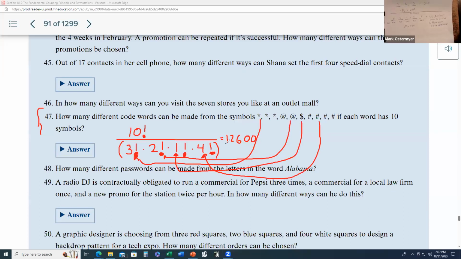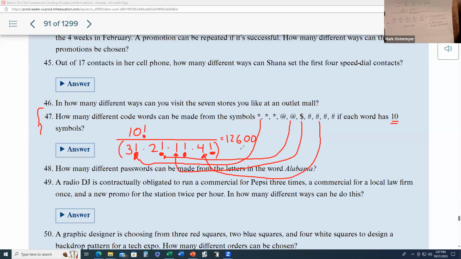Well, let's take a look here. We have 10 total symbols at our disposal, and our code word has to have 10 characters in it. But the thing is we have a lot of repeats here. The asterisk repeats 3 times. The ampersand repeats 2 times. The dollar symbol repeats 1 time, and the pound symbol repeats 4 times.